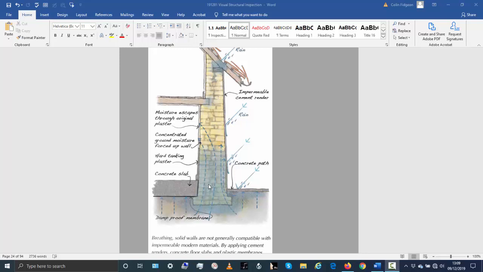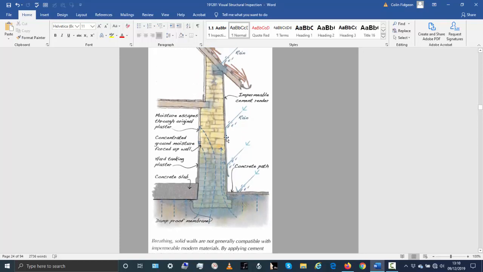One thing that exacerbates the problem is, when old buildings are renovated, a concrete slab is put in with a damp-proof membrane. And the damp-proof membrane does stop dampness coming up through the floor slab, but you can't really put a damp-proof membrane in the existing wall. So all of the moisture that would have come up through the floor is now coming up through the wall.